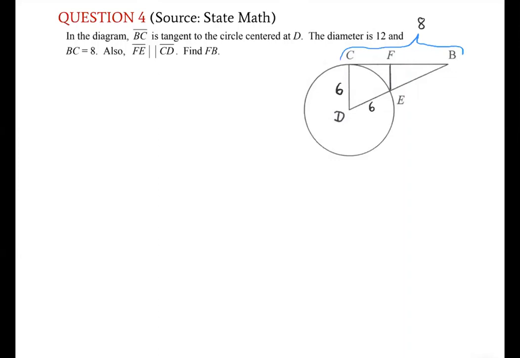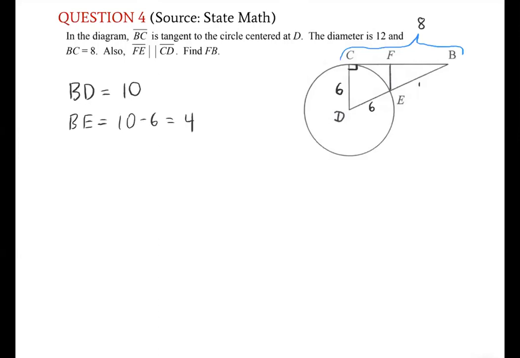Since the line BC is tangent to the circle, the triangle that it forms, DCB, is a right triangle. And since it's a right triangle, we can use the Pythagorean theorem to find BD, and that will be 10. BD is equal to 10. So if BD is equal to 10, then BE is equal to 10 minus 6, which is 4.